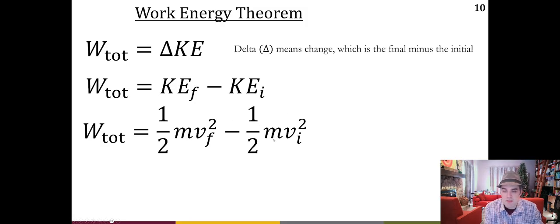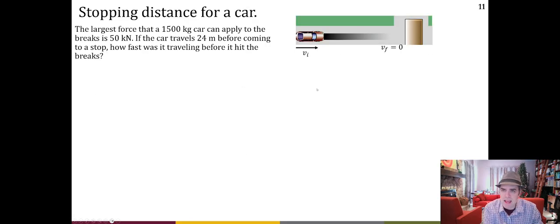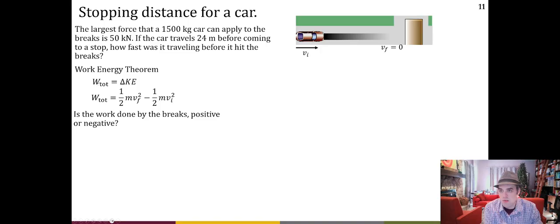And so let's go ahead and put this to use. Let's say I have this car that's driving and it slams on its brakes and comes to a rest before it reaches this intersection. So the force that the brakes apply is 50,000 newtons, and the mass of the car is 1,500 kilograms, and it travels 24 meters. The question asked is how fast was it traveling right before it hit the brakes? So we can use the work energy theorem here. The total work done is equal to the change in kinetic energy.